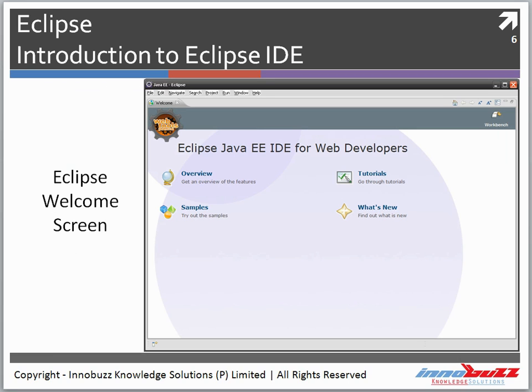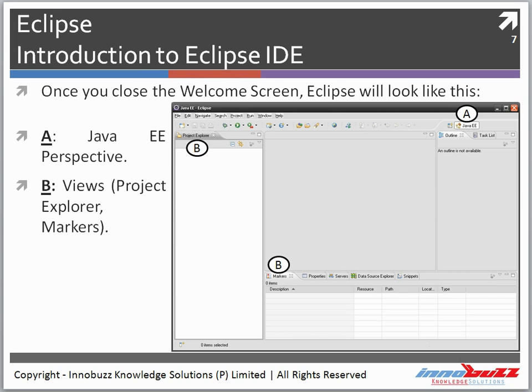Here's the Eclipse welcome screen. Once you close the welcome screen, you will see the following picture. This will show you Eclipse and the options you have available. At the upper right, where the A letter is, you have all the perspectives available. At the left, you have a view, in this case the Project Explorer. At the bottom, you have more views like markers, properties, servers, and more.